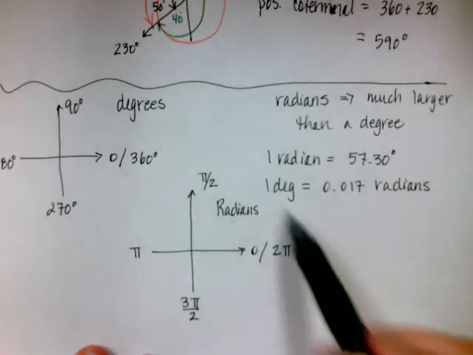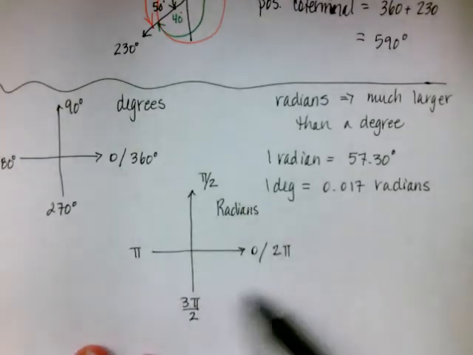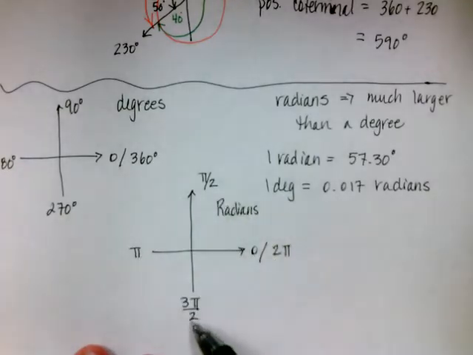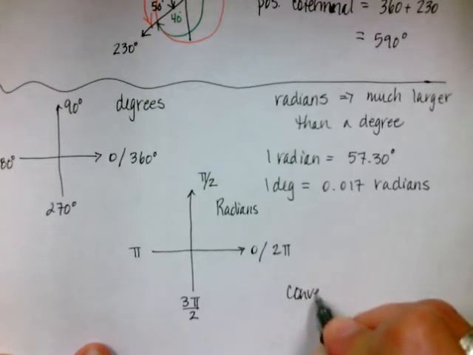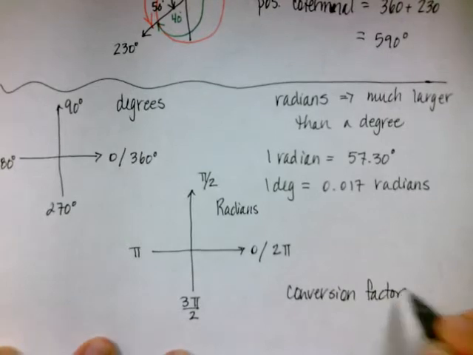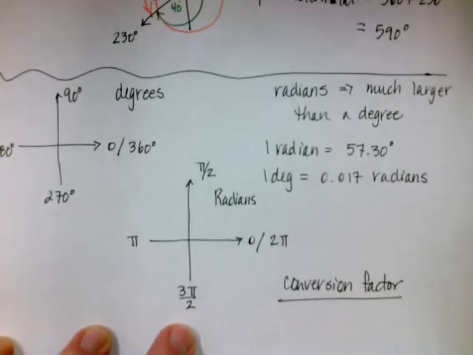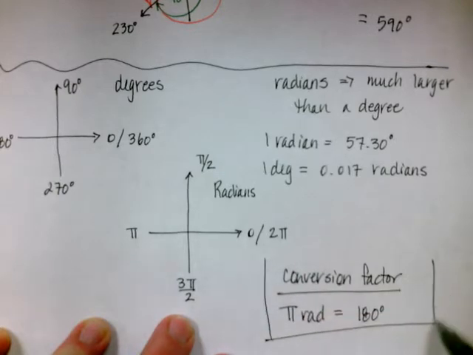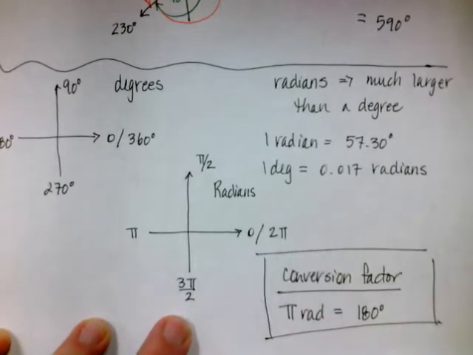You are going to have to memorize these 4 angles, technically 5. So 0, pi over 2, pi, and 3 pi over 2. So the conversion factor that we're going to use when we are converting from degrees to radians or from radians back to degrees is going to be pi radians is equal to 180 degrees. This is the conversion factor that we're going to use.